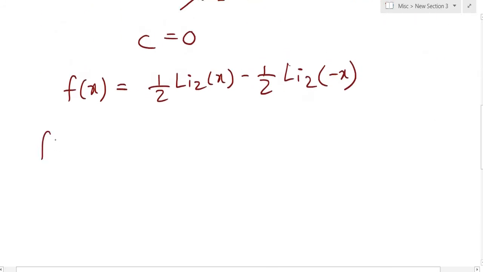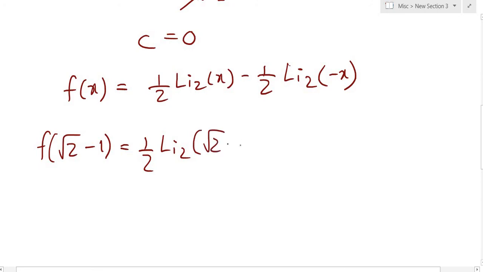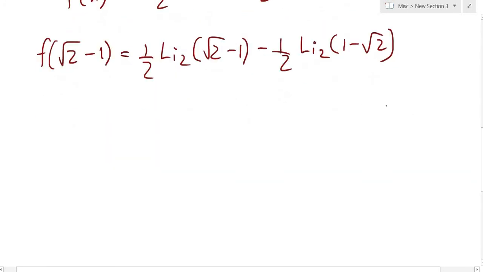Well, what was our original question? As I said, it was the f of square root of 2 minus 1. So instead of this x, we can definitely plug in square root of 2 minus 1, and the negative x will make it 1 minus the square root of 2. Now the question is, how do we simplify this further?